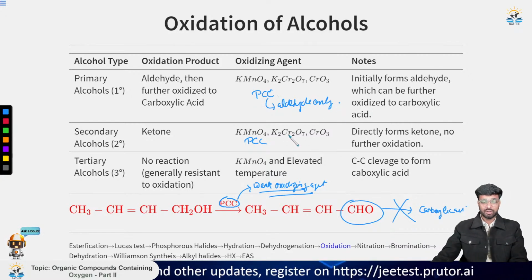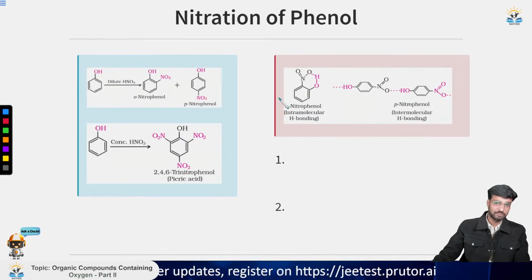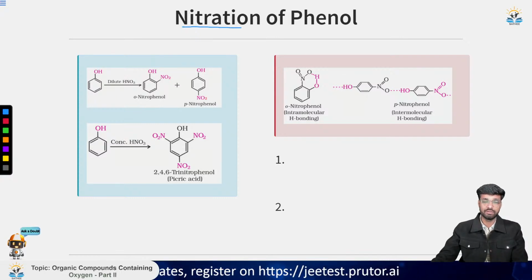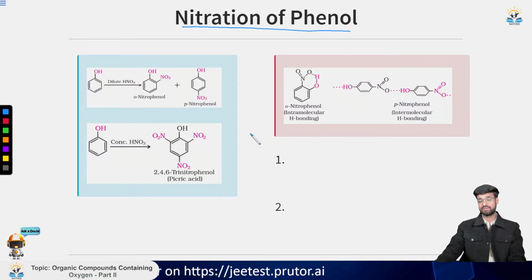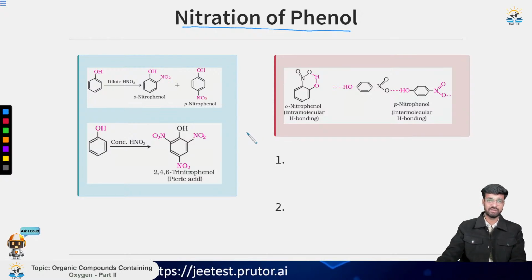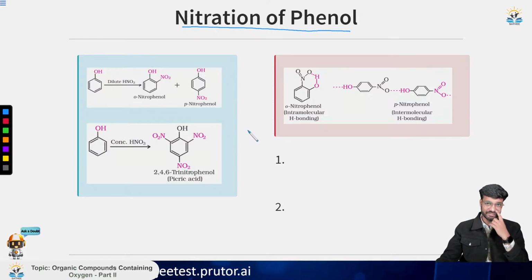So this was all about the oxidation of alcohol. Now let us move to nitration of phenol. So now we will see the reactions of phenol. Basically, we will see the electrophilic aromatic substitution of this phenol. So first we have this nitration. Two cases can arise.